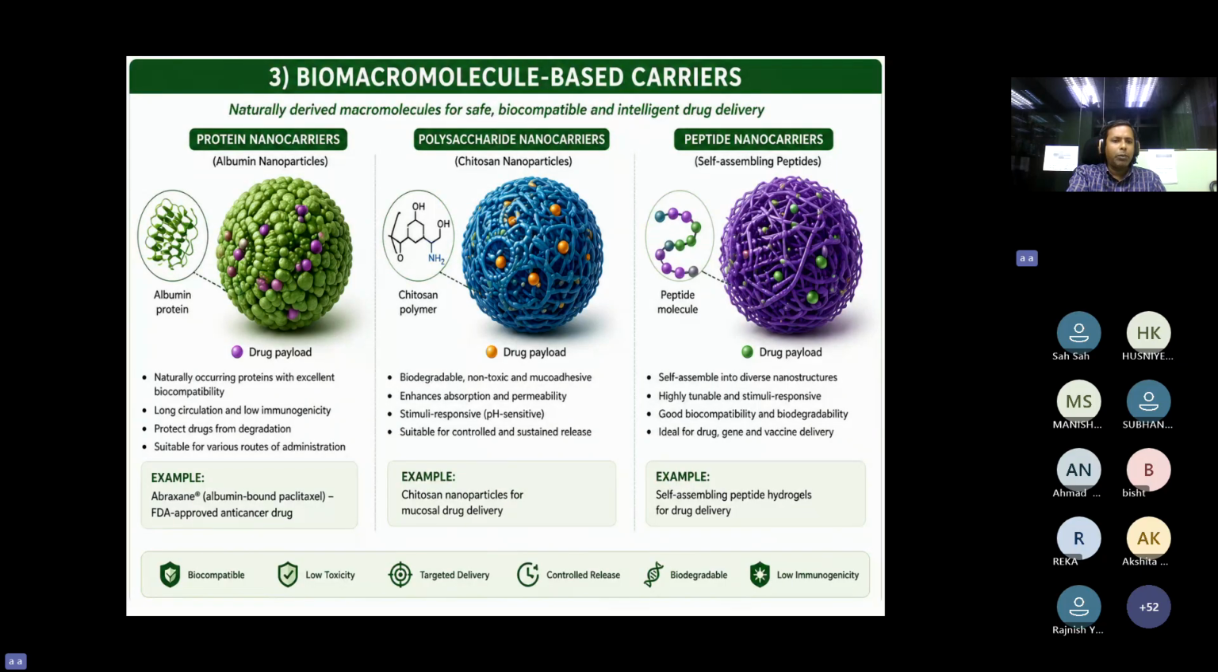So you can see the albumin, protein, and drug payload. You can load the drug into the albumin, and it can be delivered as Abraxane, which is already an FDA-approved anti-cancer drug.